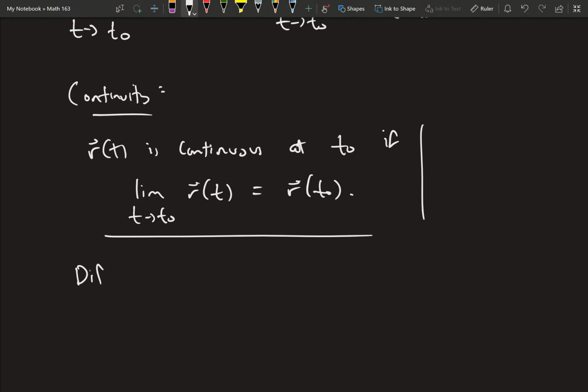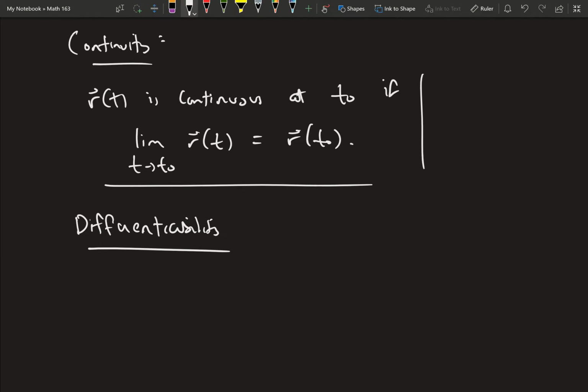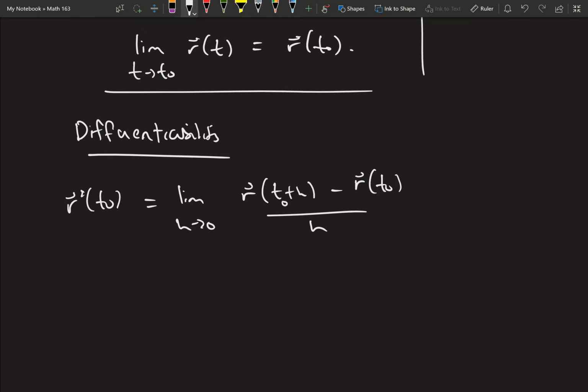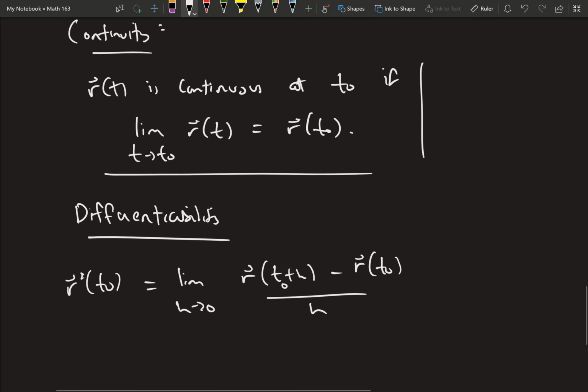So, differentiability. I'll just put it this way. R prime of t naught, what is this? This is the limit as h goes to 0 of R of t naught plus h minus R of t naught over h, where all of this is defined using the fact that the limit goes into each component.